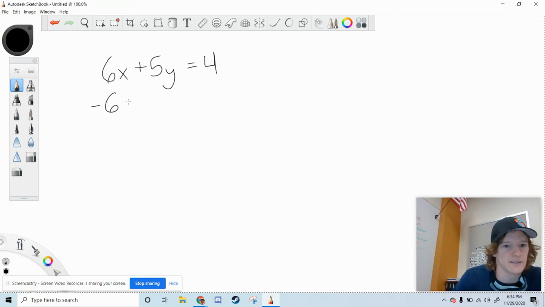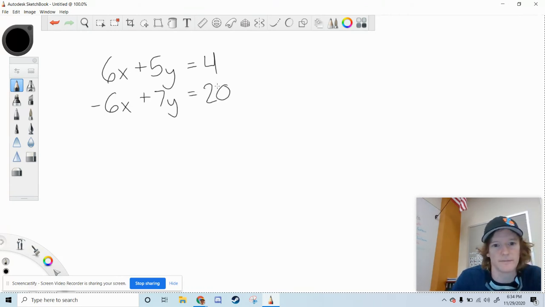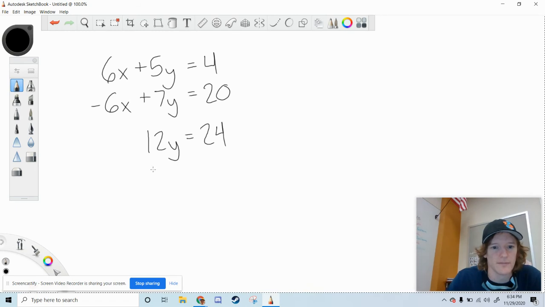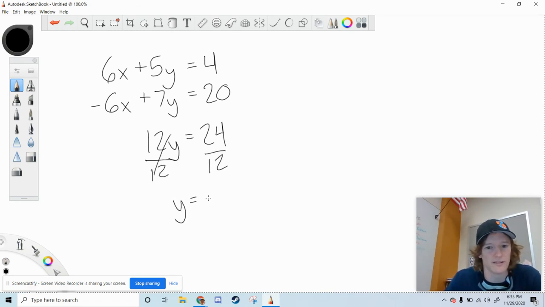We're going to have negative 6x plus 7y equals 20. We can see that the x's are going to disappear. So 5y and 7y makes 12y equals 24. Divide by 12. Divide by 12. Y equals 2.